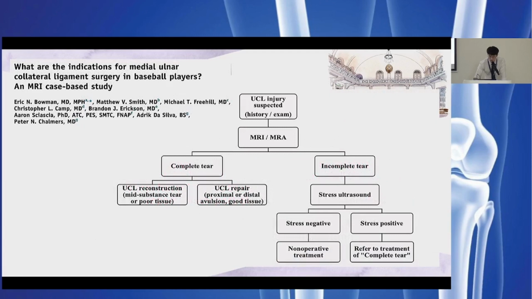And they made an algorithm to guide the choice of surgery. If you have a UCL injury or suspect one, you have to do MRI or MRA. If the patient has a complete tear, you can choose reconstruction in case of a mid-substance tear or poor soft tissue. And you can choose UCL repair in proximal or distal avulsion with good soft tissue. And if the patient has an incomplete tear, you have to do a stress ultrasound. If the result of the ultrasound is negative, you can go with non-operative management. And if positive, you can go with surgical management.